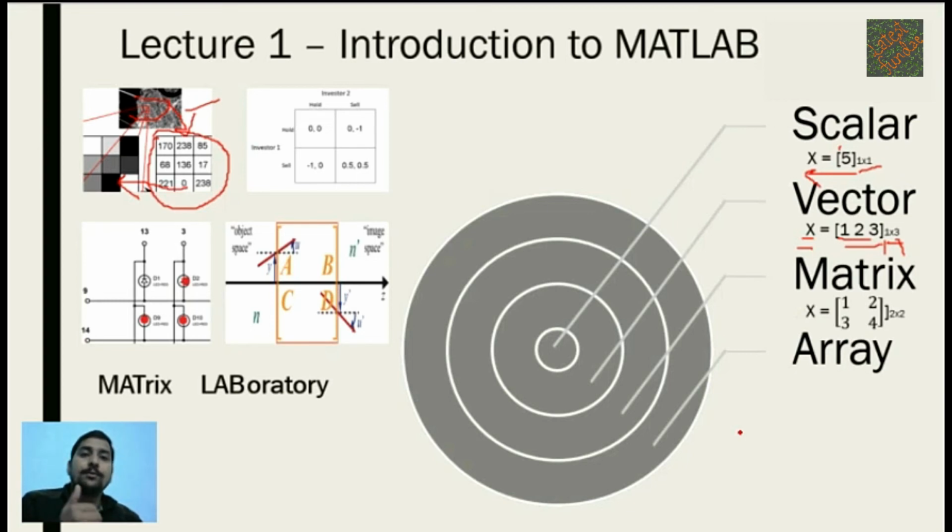When more than one row and column exist in an array, then it is called a matrix. Hence, it is considered a two-dimensional array. For example, X has size 2 by 2, which consists of 4 elements. Similarly, a matrix can also be 3 by 3, where there are 3 rows and 3 columns. It can be 3 by 5.